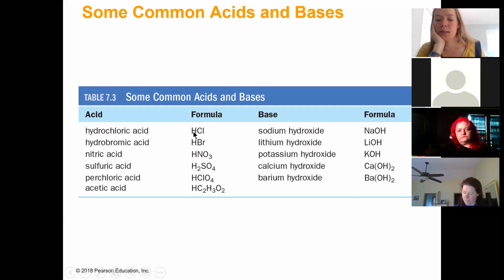Here are some acids. Here are some bases. Notice how the H is sitting in the front. That's going to be your definition of an acid for right now. Notice the bases all contain OHs. Some of them have two OHs. Some of them have two H's. These are diprotic acids, two hydrogens. These bases have two OHs.